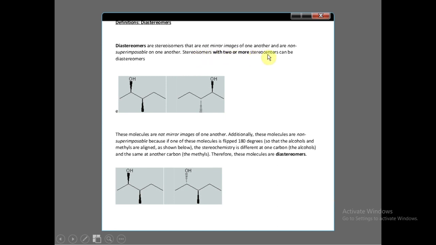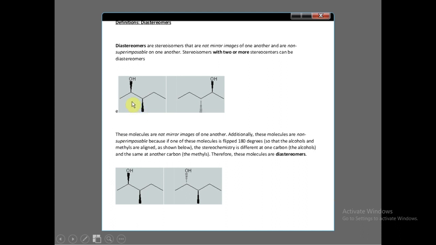Stereoisomers with two or more stereocenters can be diastereomers. So there must be at least two stereocenters or two chiral carbons for diastereomer. If there is only one stereocenter or one chiral carbon, then there is no diastereomer. Diastereomer must have at least two stereocenters or two chiral carbons.